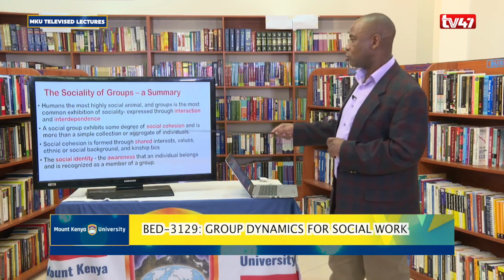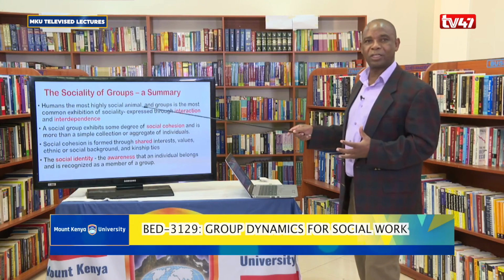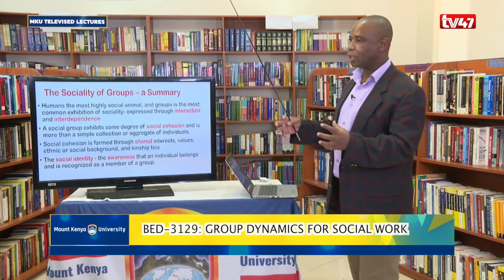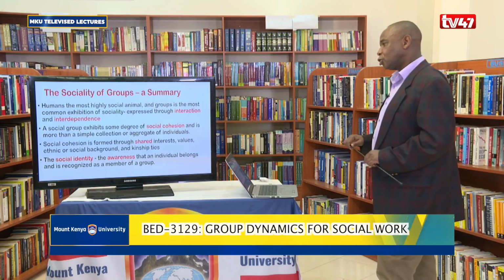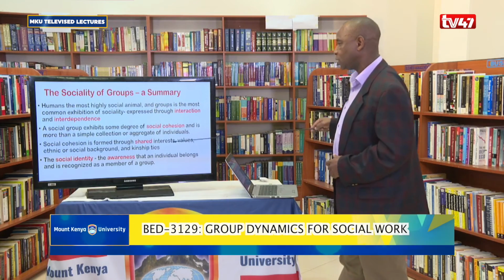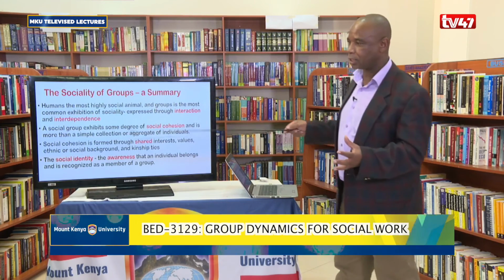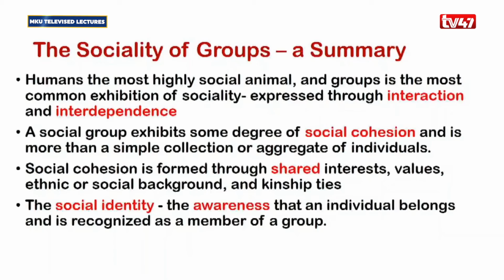A social group exhibits some degree of social cohesion. That group is not loosely there. There is some glue that holds members of that group together. Social cohesion, how does it come about? It is formed through shared interests, values, or some social, ethnic background or kinship ties. Where does this glue come from? It comes from shared interest. And then there must be some level of identity and awareness that you belong to a group.